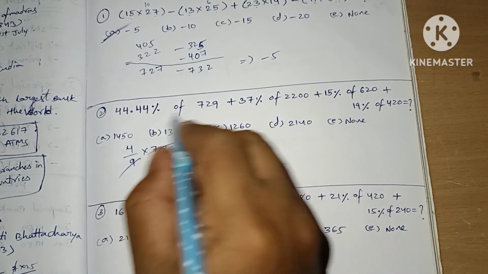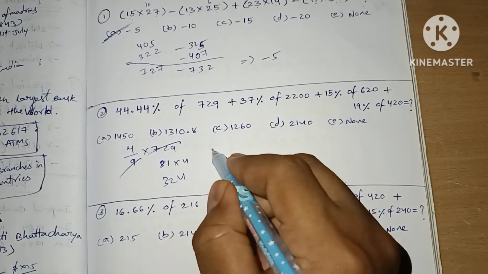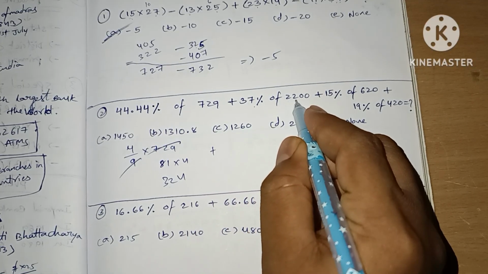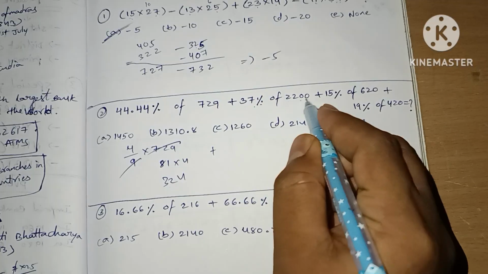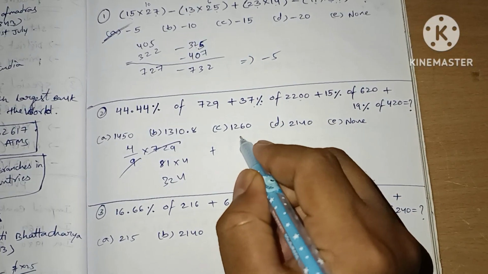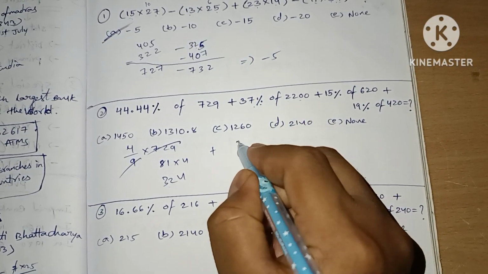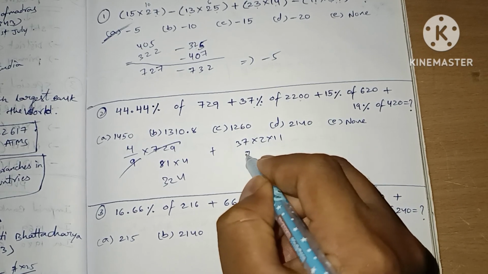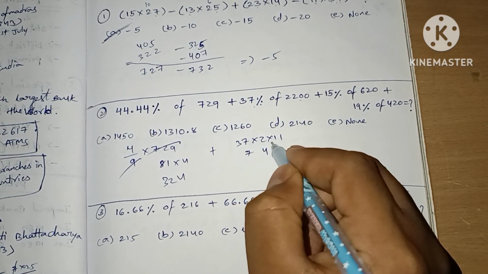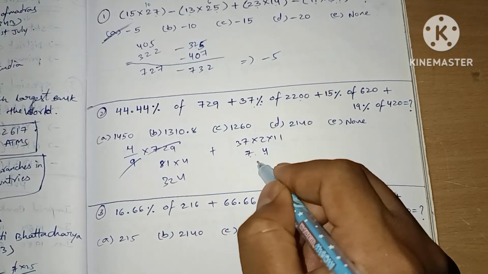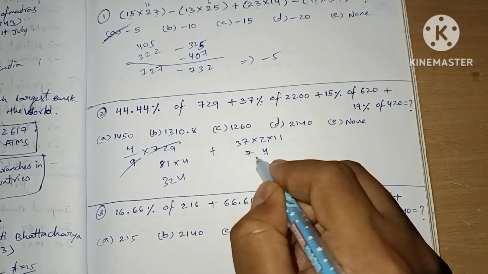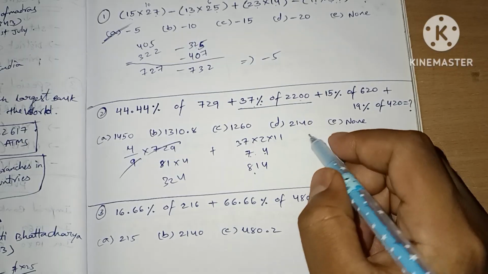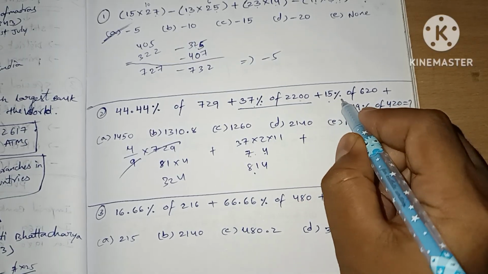The value of this one we got is 324, plus 37% of 2200. The percentage and double zero should be cancelled, so we are left with 37 into 22. 37 into 2 into 11, this will be 74 into 11, meaning the sum of these two numbers in between will be 104, so 814. The value for this one will be 814, plus 15% of 620.